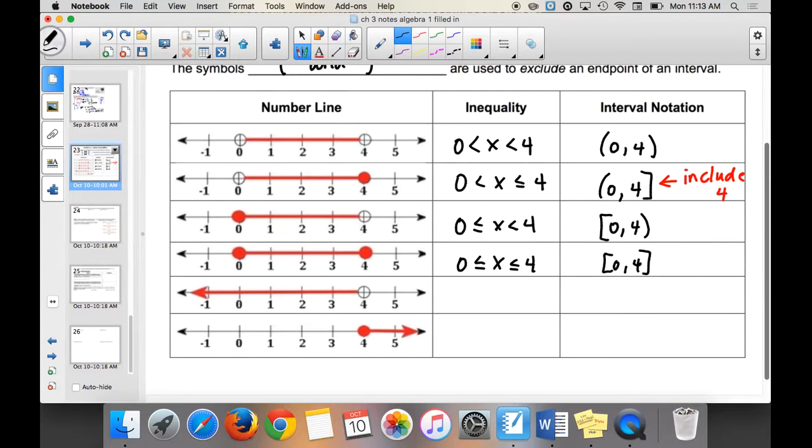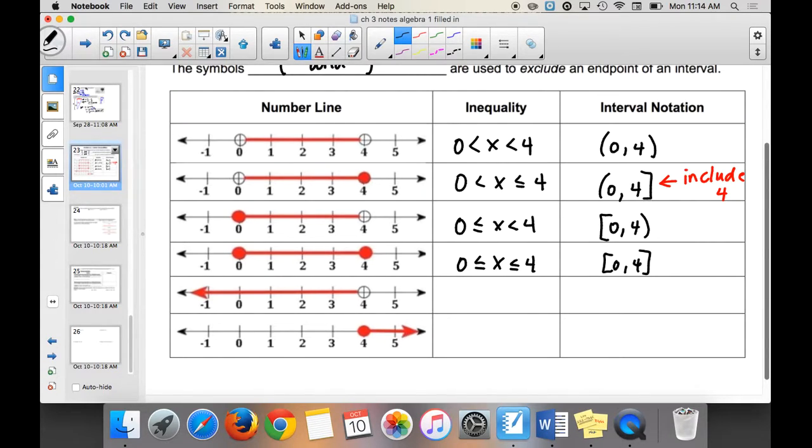Okay, so what if we don't have an endpoint? This one's going all the way off on the far left. What's the smallest number? Where do we start? Is there a smallest number? There's not. It goes on forever. So what is the biggest negative number you can think of? Negative infinity, right? That's as big as it can possibly be.